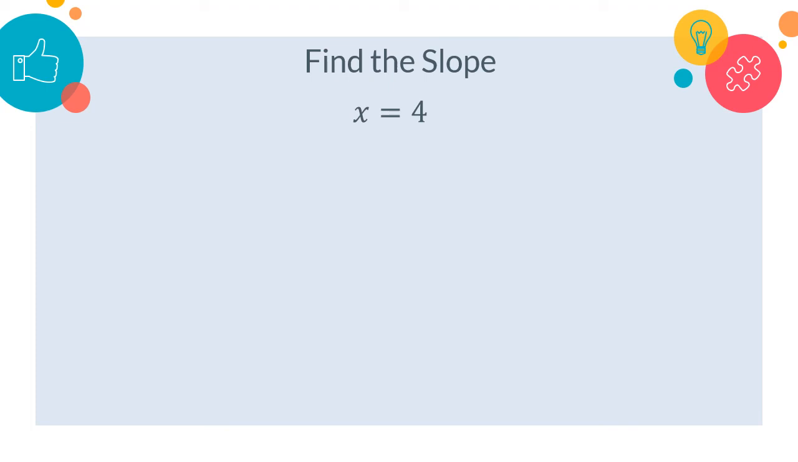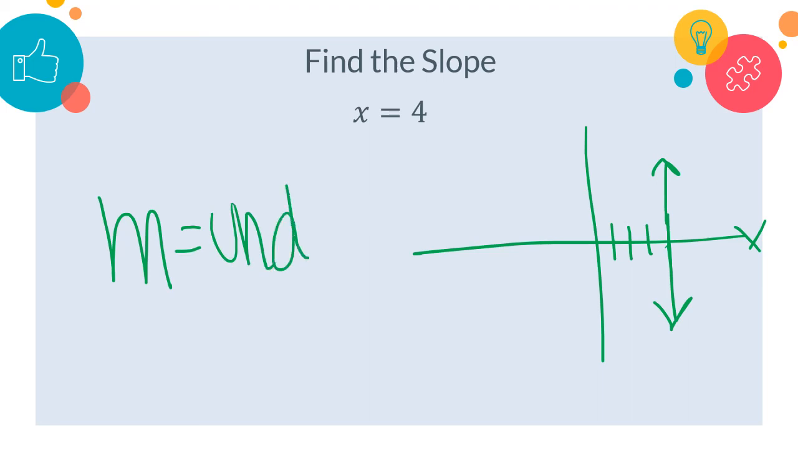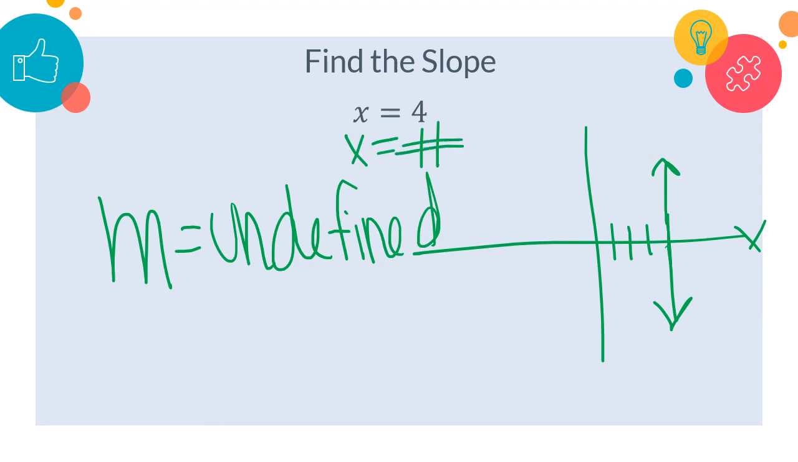Let's take a look at this last one. x equals 4. Is y isolated? Wait, there's not even a y on this one. Okay, so I'm going to do a quick sketch here to explain this. Through the x-axis at 4. x-axis at 4 would mean a vertical line. What's the slope of every vertical line? Undefined. So here's the thing. If it's x equals a number, it's undefined every time.